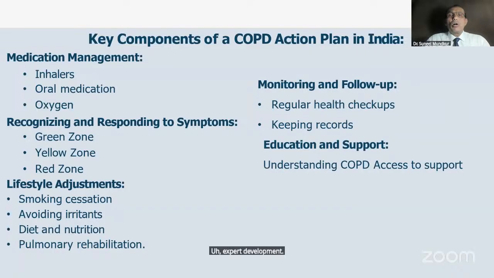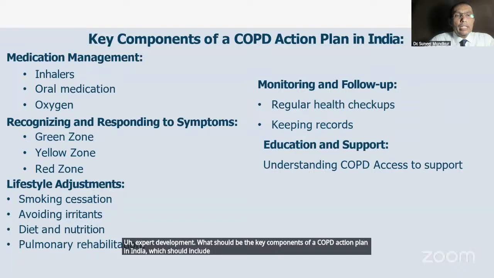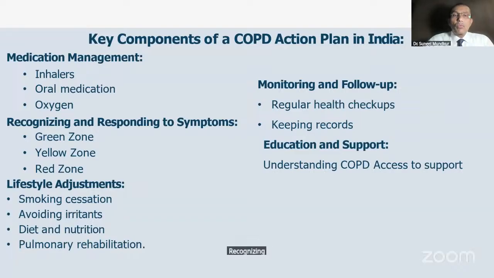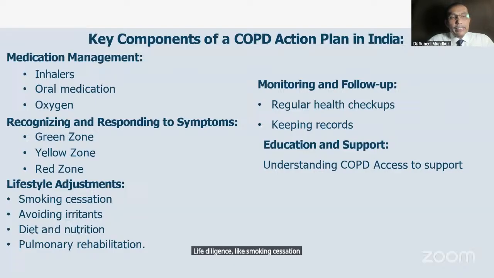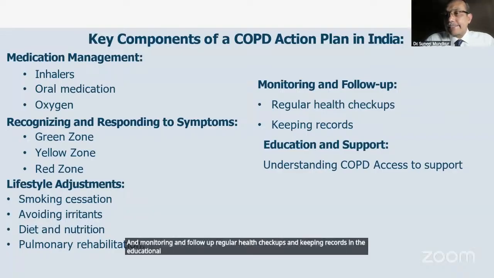What should be the key components of a COPD action plan in India? It should include medication management like inhalers, oral medications, and oxygen; recognizing and responding to symptoms, like what I already explained, the green zone, yellow zone, and red zone; lifestyle adjustments like smoking cessation, avoiding irritants, and diet and nutrition; pulmonary rehabilitation; monitoring and follow-up with regular health checkups and keeping records; and education and support, understanding COPD and access to support.